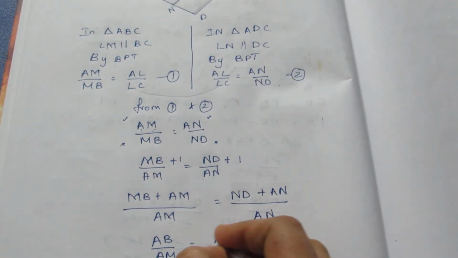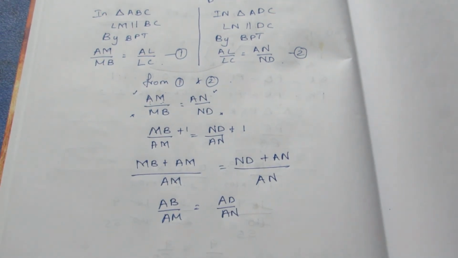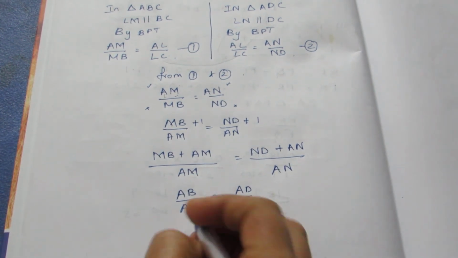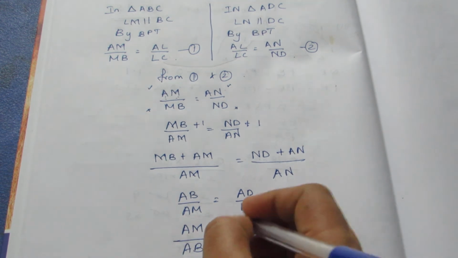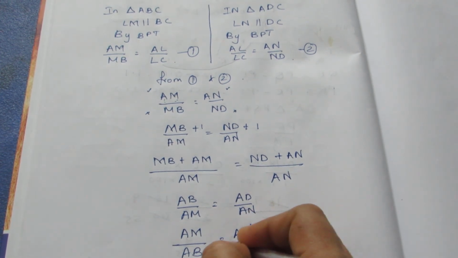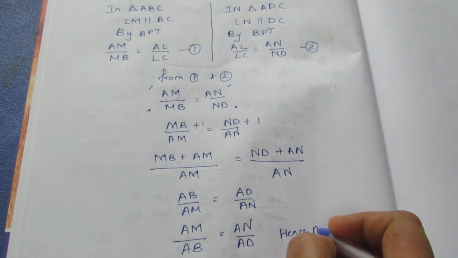Now according to what we need to prove, AM should be on the numerator. So again take a reciprocal. If we take a reciprocal, it becomes AM by AB is equal to AN by AD. This is what we need to prove. So we have proved it, hence proved.